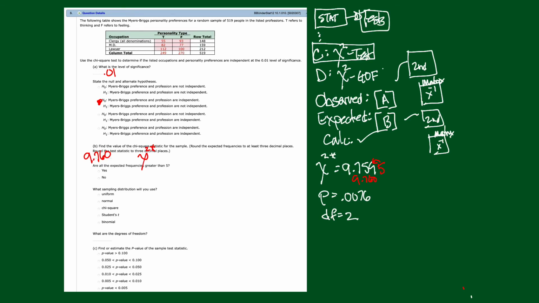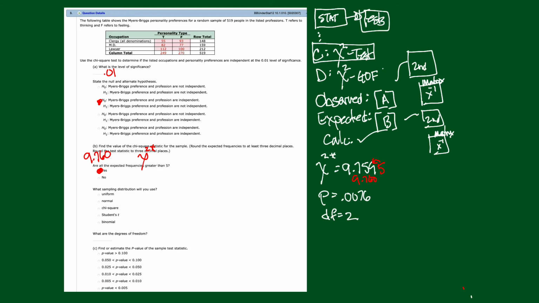Now the next question says, are all the expected frequencies greater than 5? We're going to have to check this. It's an easy thing to check, but let's do it later because we have all our information here. What we're going to do is go back, pull up matrix B, and check to see if all the expected values are greater than 5. They wouldn't be giving us this problem if they weren't. So right now, just to continue on, I'm going to say yes. We'll come back and show you how to do that.